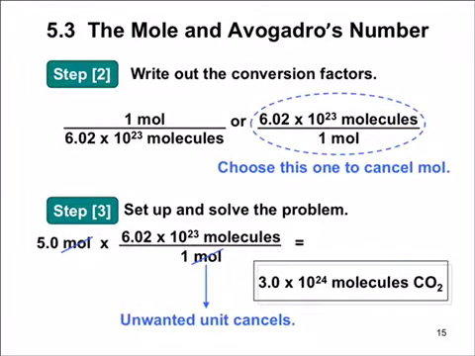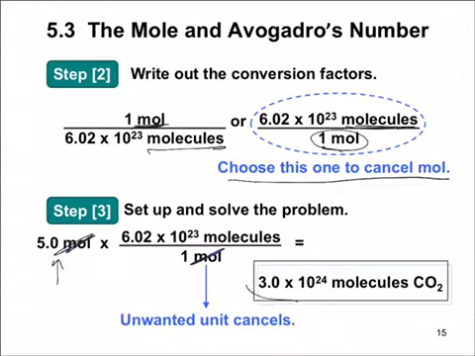Well, if I take a look at the conversion factors, I can have moles on the top, molecules on the bottom, or molecules on the top, moles on the bottom. Let me use this one to cancel out the moles. So 5.0 moles times Avogadro's number over 1 mole. The moles cancel out, and that gives me 3.0 times 10 to the 24th molecules of CO2.